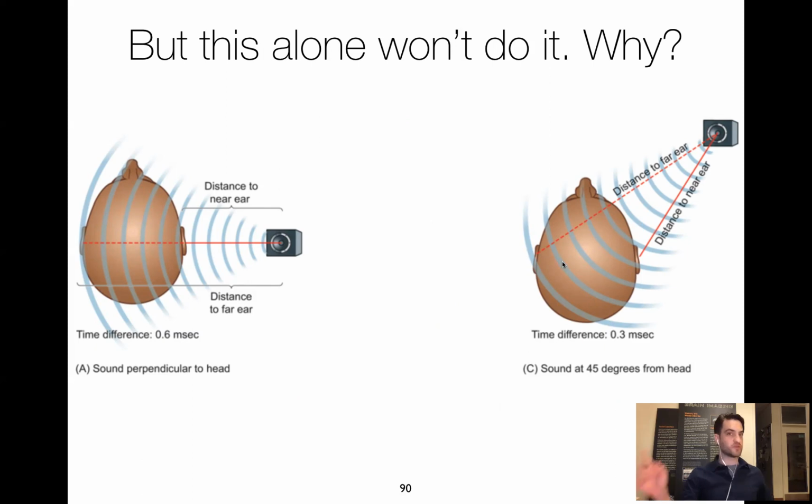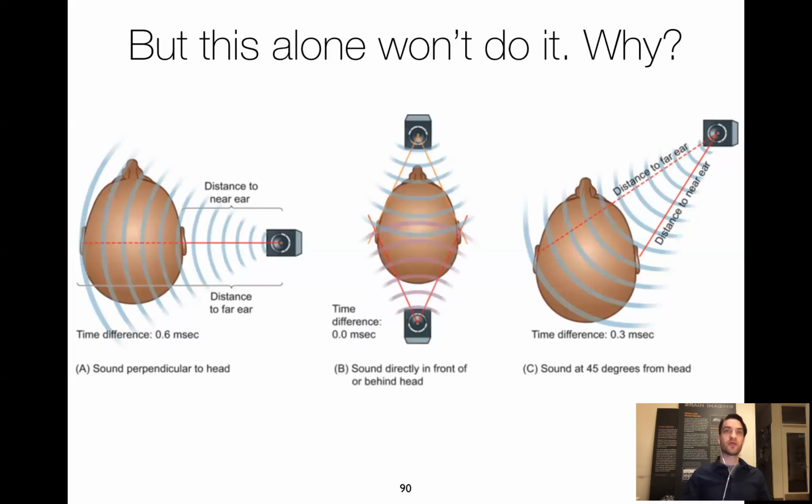Now, this system alone won't do it, okay? This system alone of just interaural differences is not going to be enough to tell you where a sound is in space. Why? The reason is that you can have these ambiguous situations. Imagine if you have a sound directly in front of you or directly behind you. In that case, the sound will hit the left and the right ear at the exact same time, but you yourself will be able to hear the difference pretty well. If you want to try it out, snap in front of your face, snap behind your head, and you can hear the differences, okay?